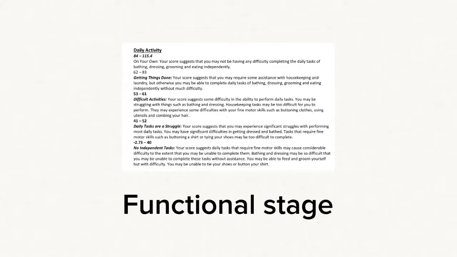Now that we have our scores, it is time to interpret our results. The first score to be interpreted is our standardized score. This score will give us the functional stage in which our client will fall. For example, Andrea scored a 32.44 for her standardized score. Therefore, she falls under the no independent tasks stage. This will give the OT an idea of the tasks that she will and will not be able to do.